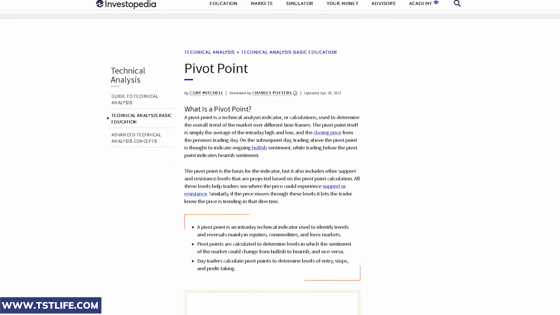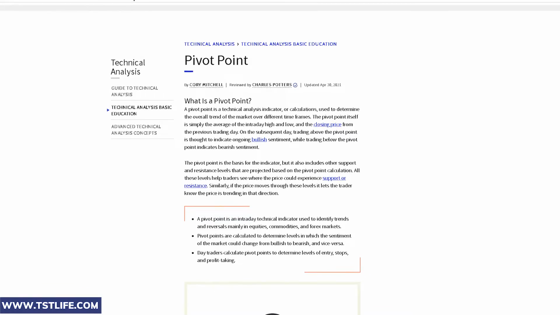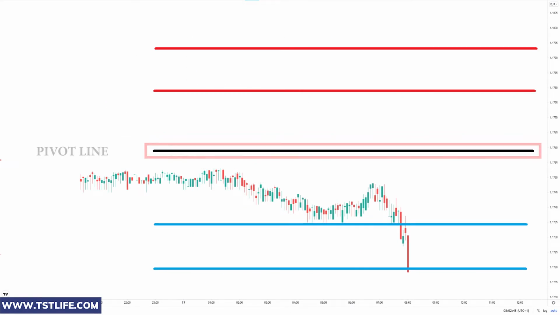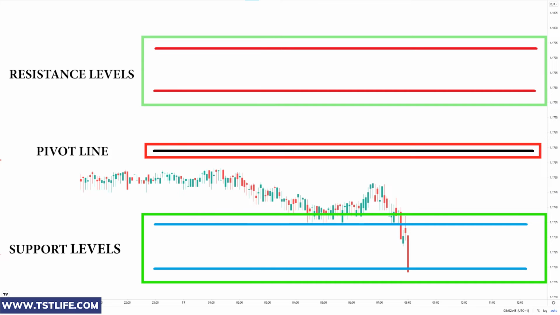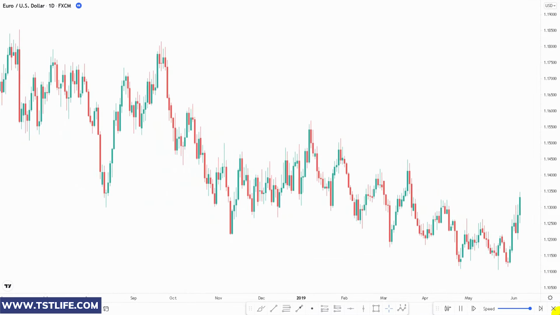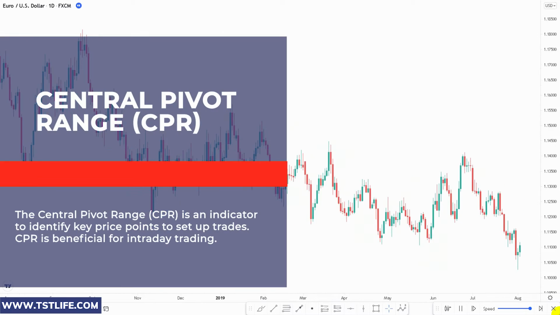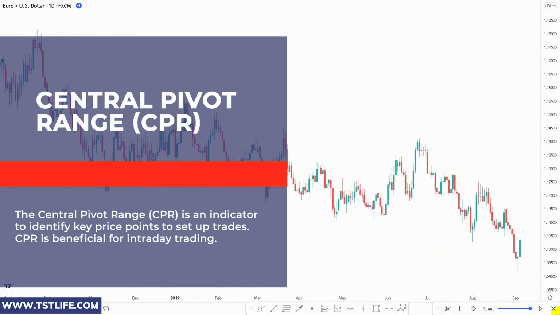Pivot points are one of the most elementary yet powerful indicators used in technical analysis. It is comprised of a pivot line surrounded by a series of support and resistance levels, which helps in speculating the price movements. There are several different flavors of pivot points used by price action traders, but the one that is drawing mass attention is Central Pivot Range, or CPR indicator.